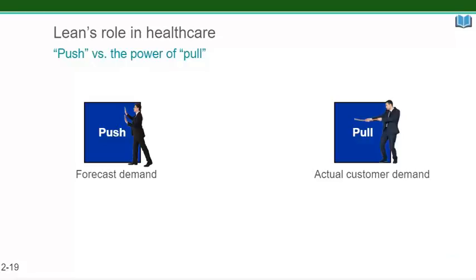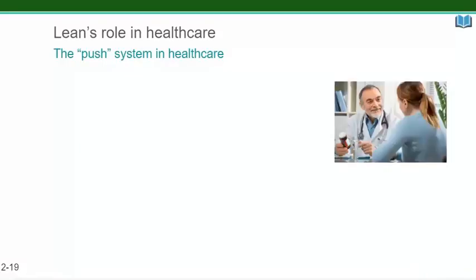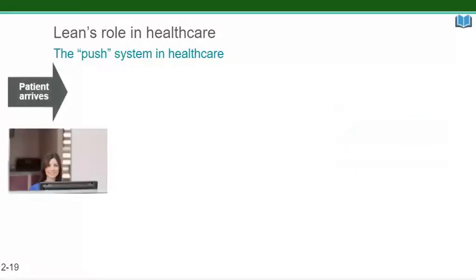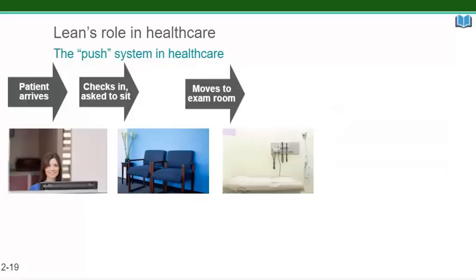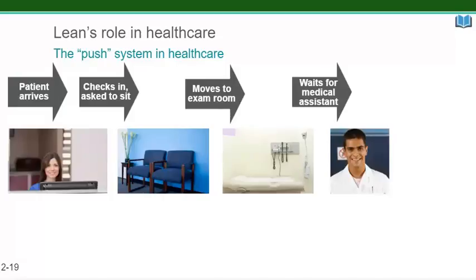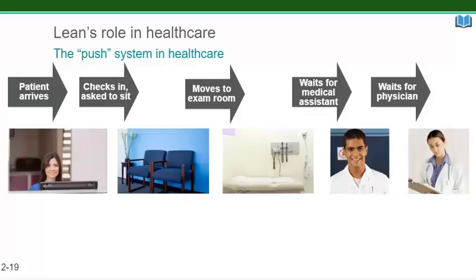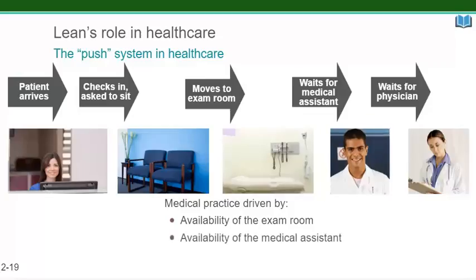So, how does push and pull relate to healthcare, and specifically to a medical practice? Well, like a lot of lean manufacturing concepts, push-pull needs to be adapted to our environment. An example of the difference between push and pull happens every day in most practices. It goes like this. A patient arrives, checks in, and is asked to take a seat in the reception area. When an exam room opens up, the patient is moved to the exam room. There, she may wait some more for the medical assistant to document the initial visit information for the physician. Then she waits until the physician is available.